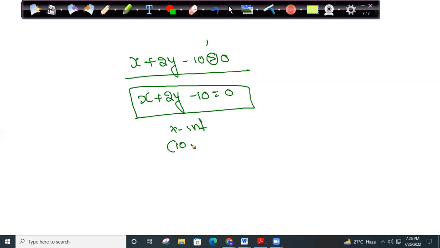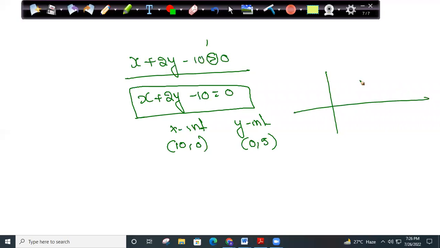My x-intercept is (10, 0). Just now I showed you how to find it. And my y-intercept is (0, 5). So happily I was able to find my x-intercept and y-intercept. I got them. Let me draw them. This is (0, 5). This is (10, 0).